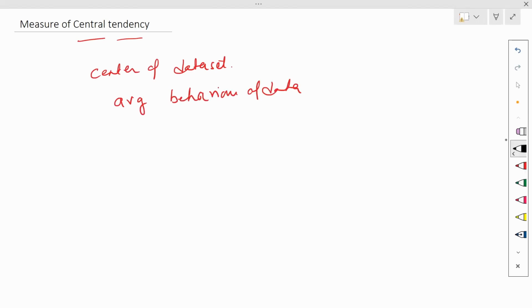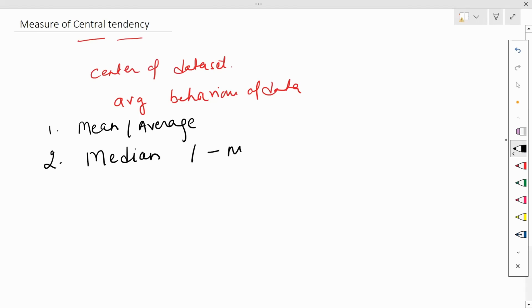We have three types of measures of central tendency. First of them is mean, which is also called average. Other is median, or we can say the mid value. And the third one is mode. Let's explore them one by one.